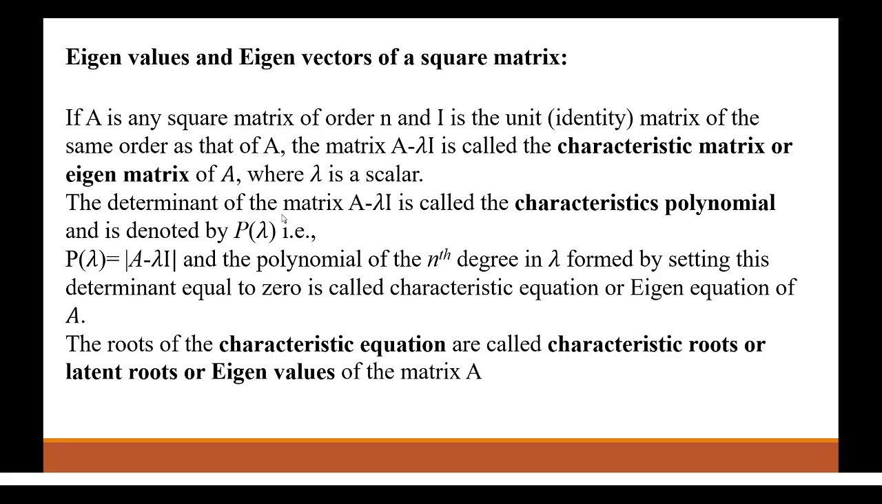The determinant of the matrix A minus lambda I is called the characteristic polynomial and is denoted by P(lambda). That is, P(lambda) is equal to the determinant of A minus lambda I. The polynomial of the nth degree in lambda, formed by setting this determinant equal to 0, is called the characteristic equation or eigen equation of matrix A. The roots of the characteristic equation are called characteristic roots, latent roots, or eigenvalues of the matrix A.